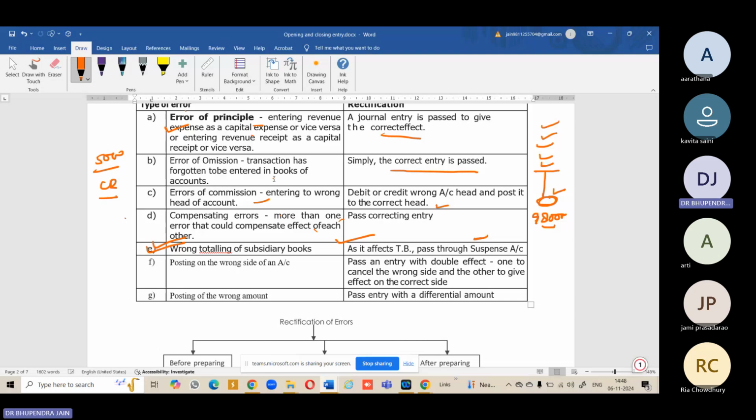Next, posting to the wrong side of an account or posting a wrong amount. Again, we have to pass the entry with the difference amount. Suppose the entry is purchase account debit to Ram for rupees 5,000.